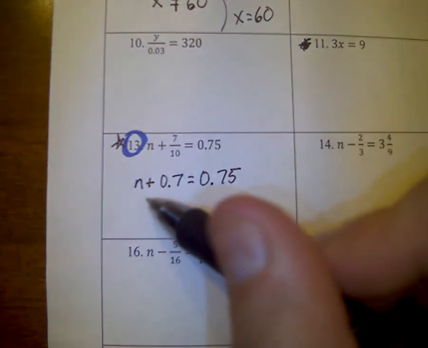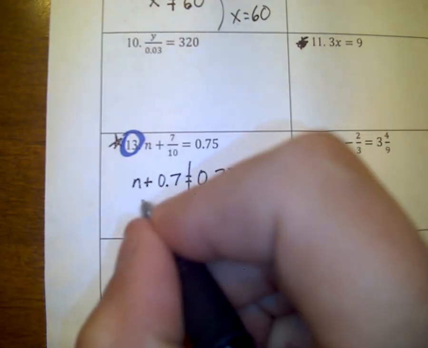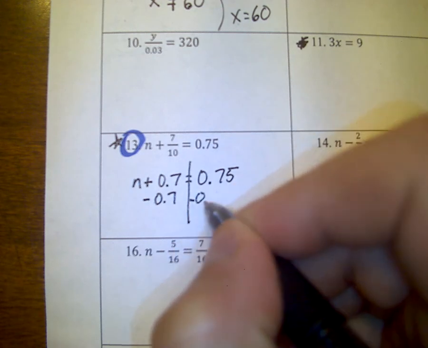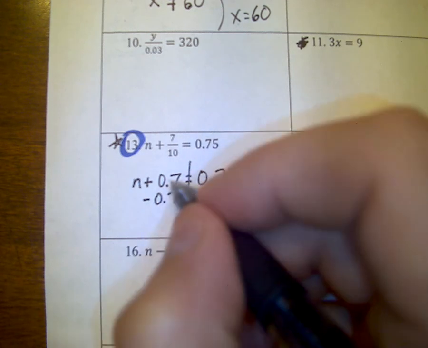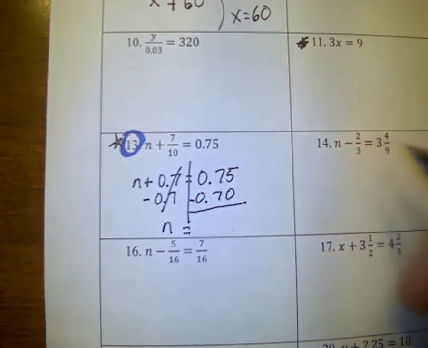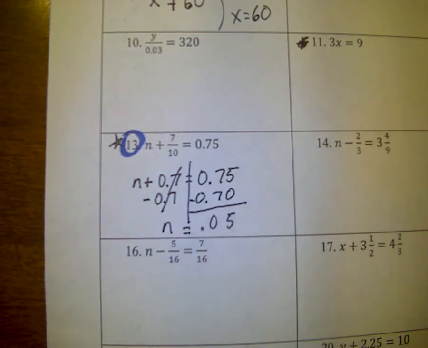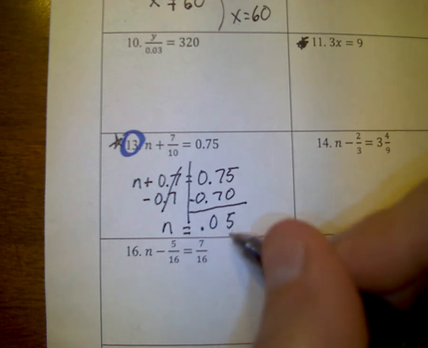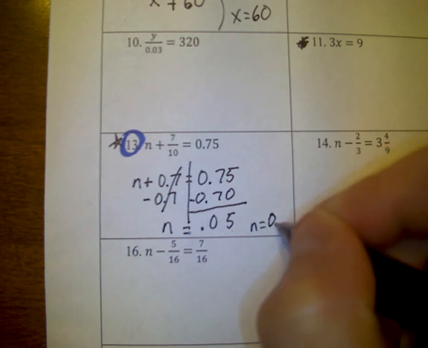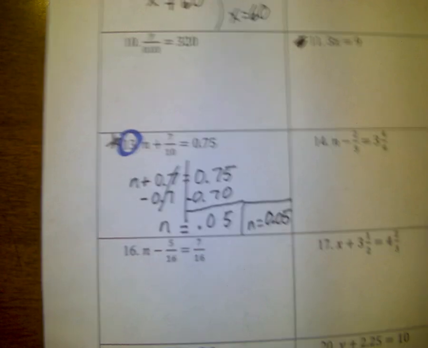Now, what is being done to the unknown number? We're adding 7/10. So that tells me I have to subtract 7/10 to both sides. That cancels. I'm just left with n on this side. And now I'm just going to subtract. And I'm just left with n equals 5 hundredths. So I'm going to write my answer over here. Just like that.